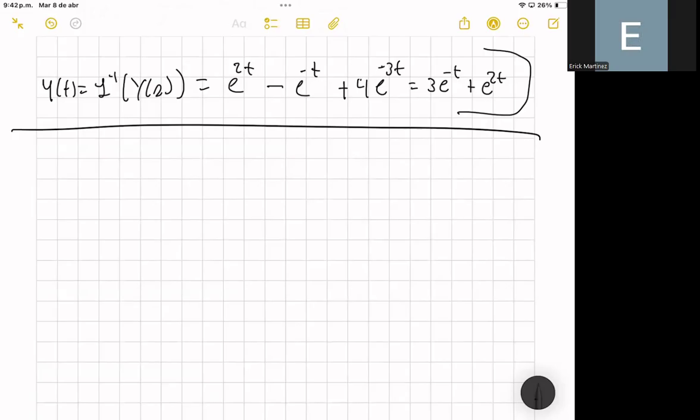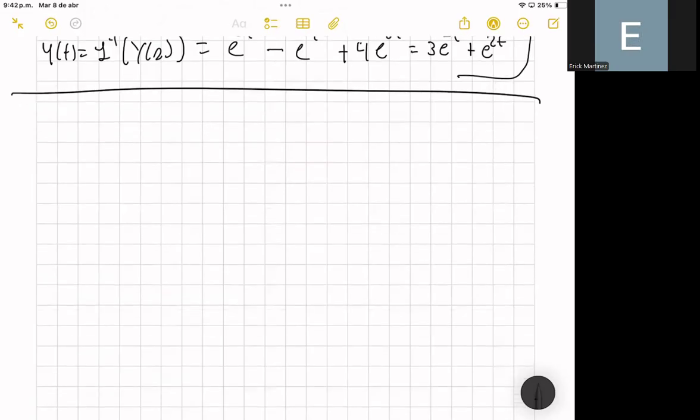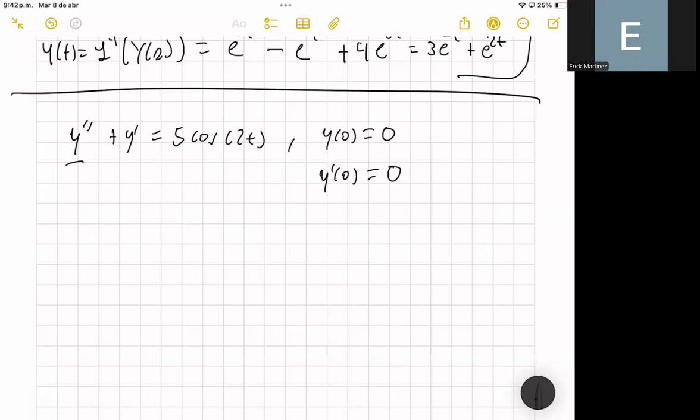Okay, this is another example, just 1 minute. We have the following differential equation: y double prime plus y prime is equal to 5 times the cosine of 2 times t. We have a second order differential equation, so you need to have two initial conditions. One for y at time equals 0, in this case equal to 0, and another initial condition for the first derivative, that also is 0.